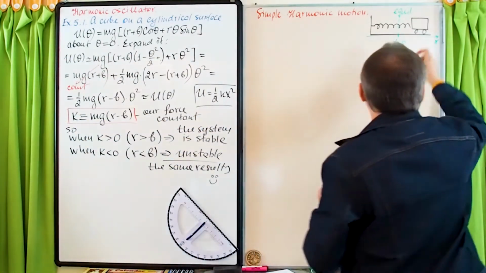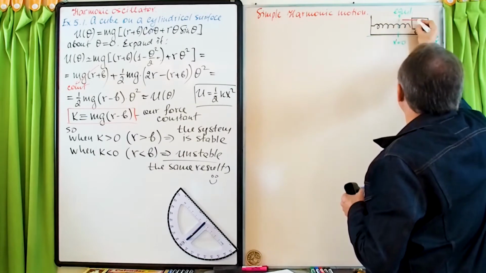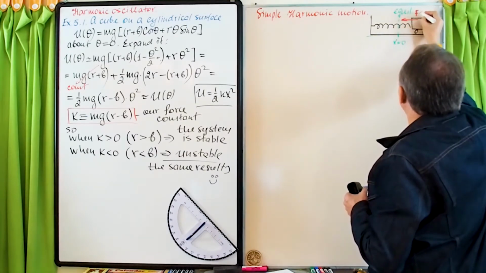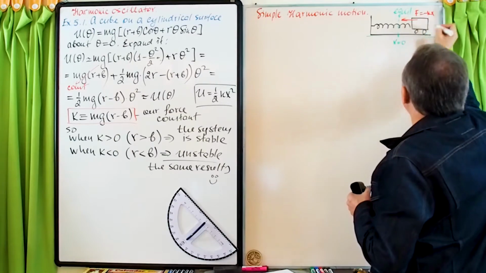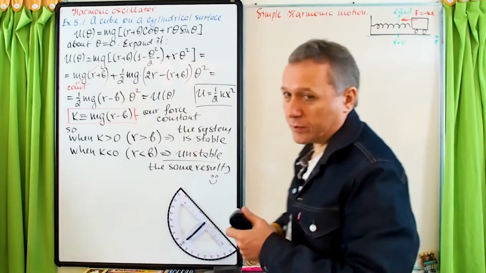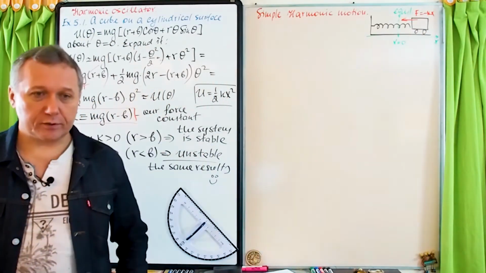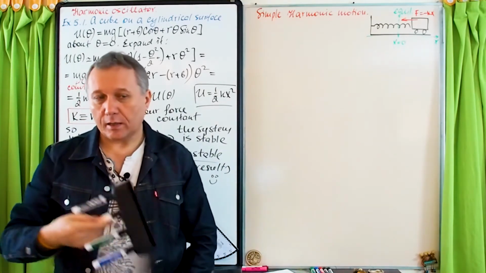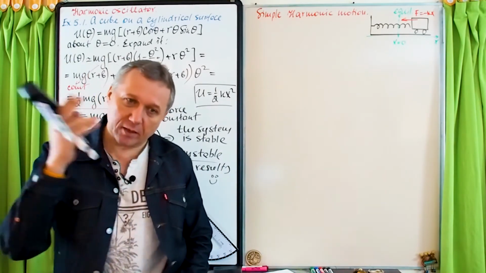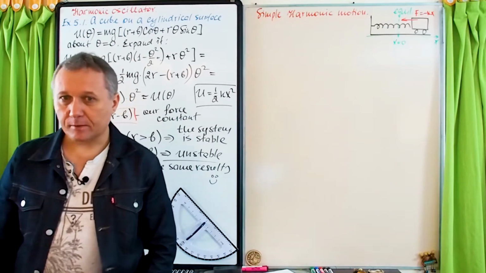And of course, force acts this way, right? So restoring force, F equals minus kx. Of course, every time you write a differential equation from Newton's second law, acceleration, x double dot, is every time assumed to be positive, when you write it down.